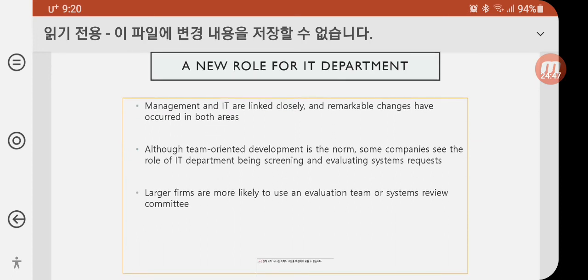Management and IT are linked closely, and remarkable changes have occurred in both areas. Today, system development is much more team-oriented. Although team-oriented development is the norm, some companies see the role of the IT department as screening and evaluating system requests. Larger firms are more likely to use an evaluation team or a system review committee.